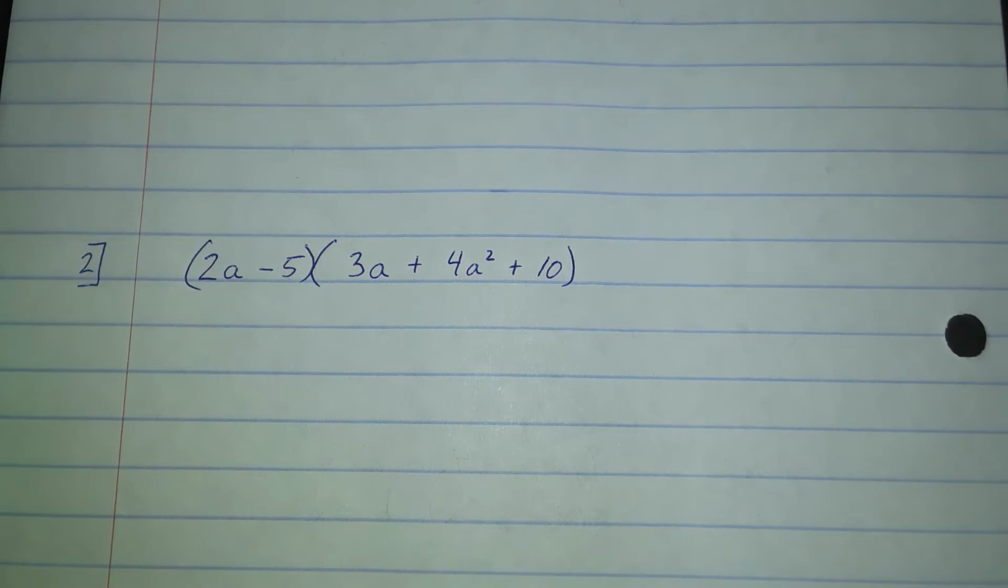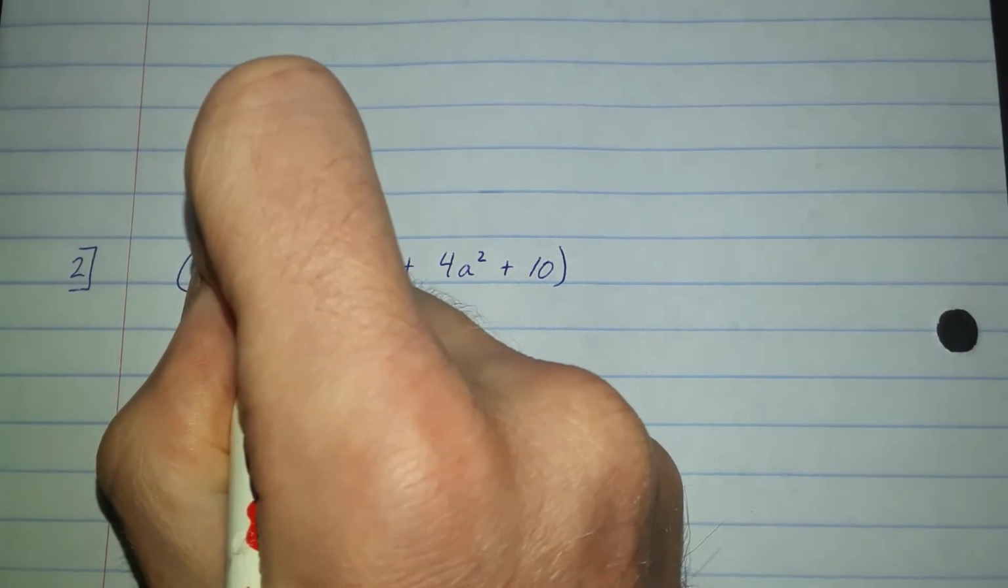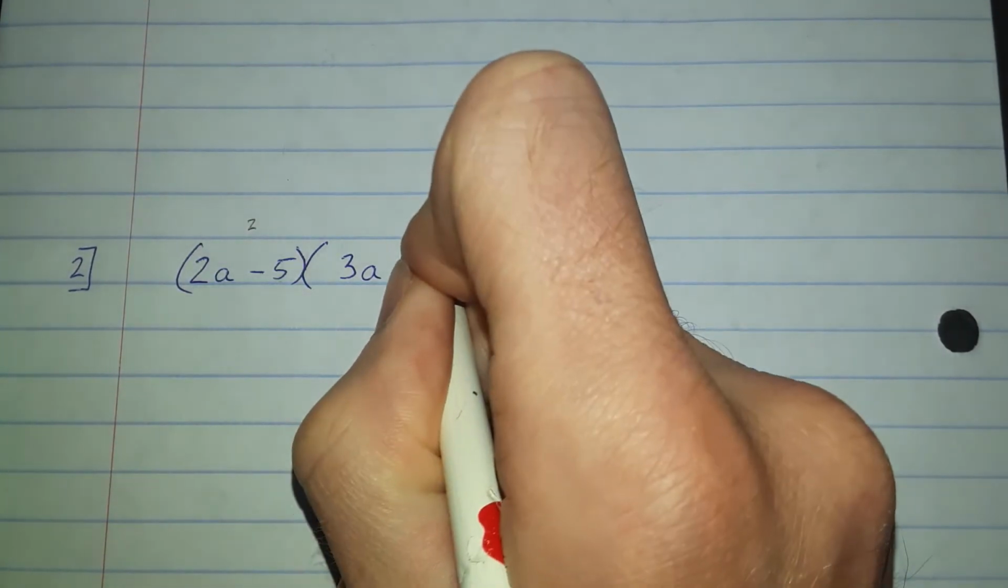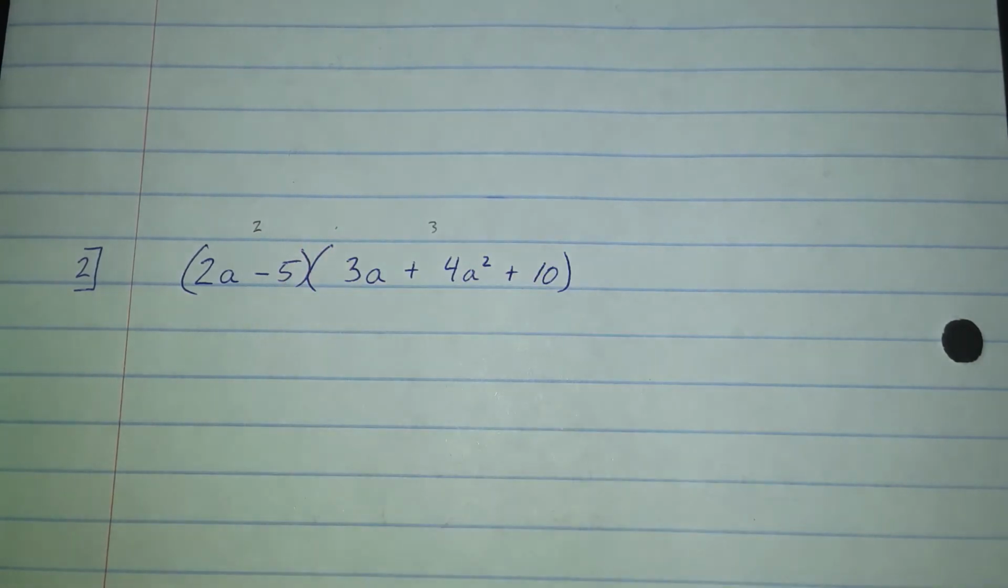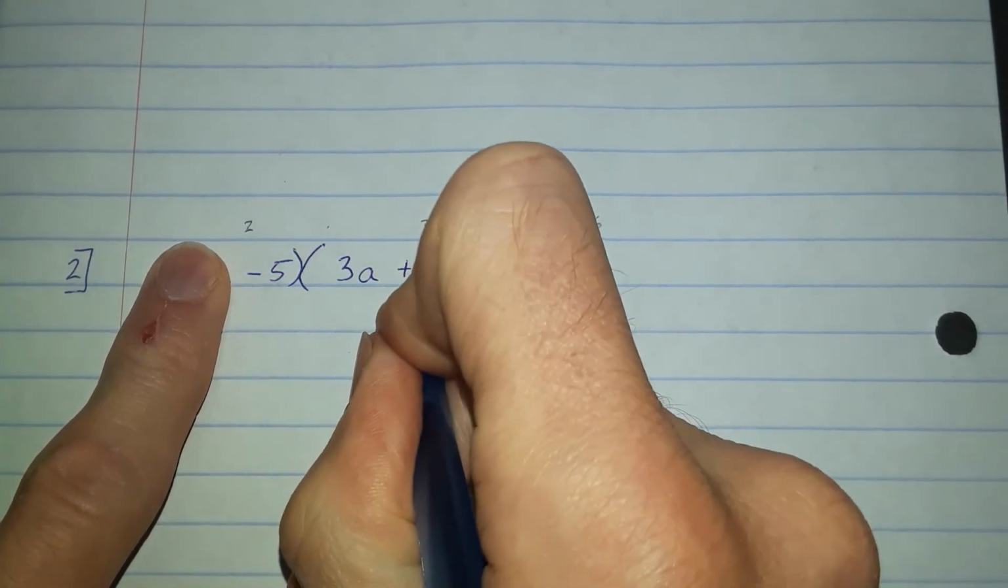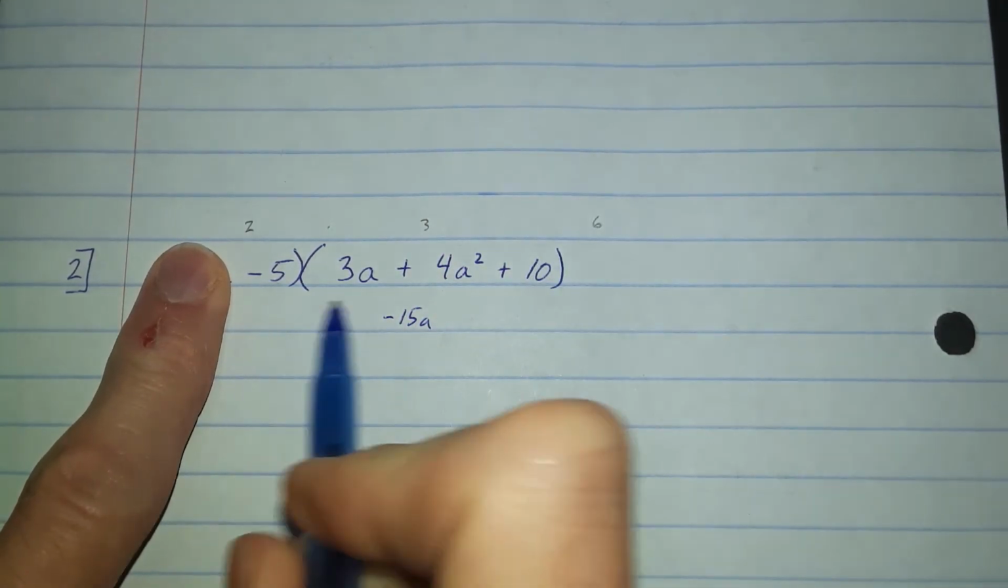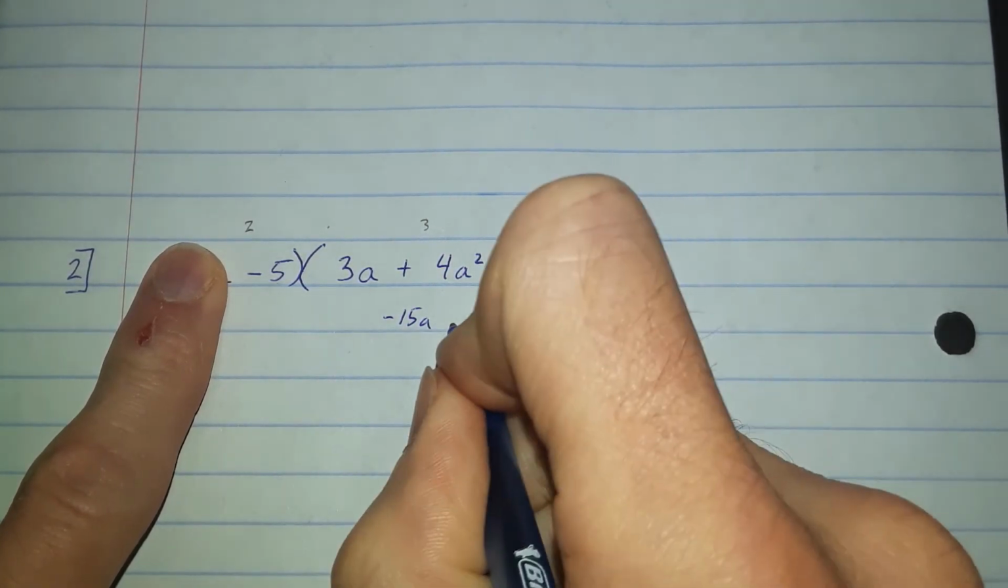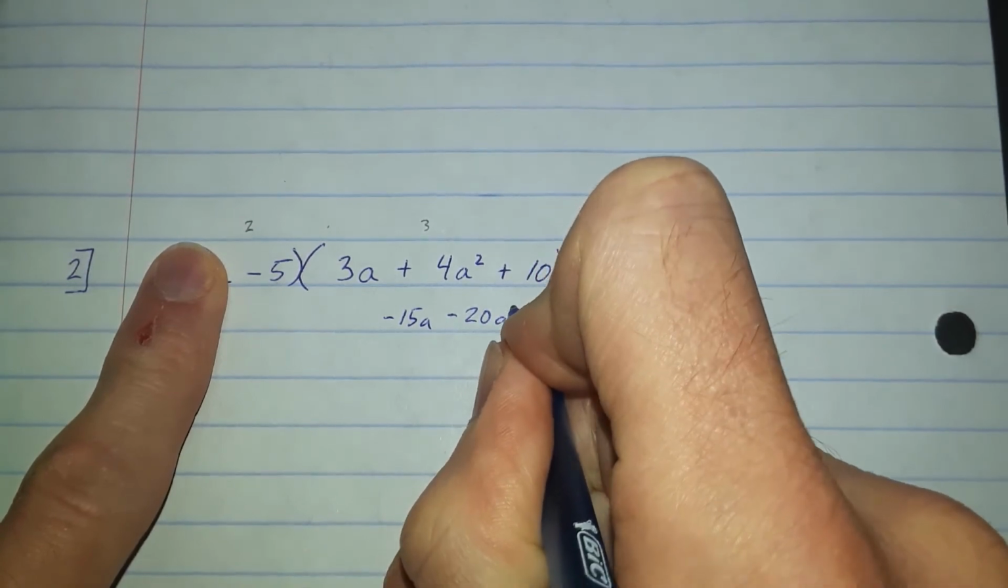So let's take a look at my estimate first. I have 2 monomials in here and 3 monomials in here. When I multiply those together, I get 6. So when I go through the multiplication here, I should have 6 monomials before I bring together like terms. So let's look at this. -5 times 3a is going to be -15a. -5 times 4a squared is going to be -20a squared.